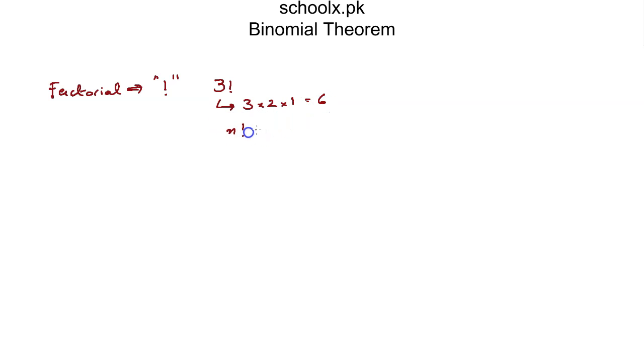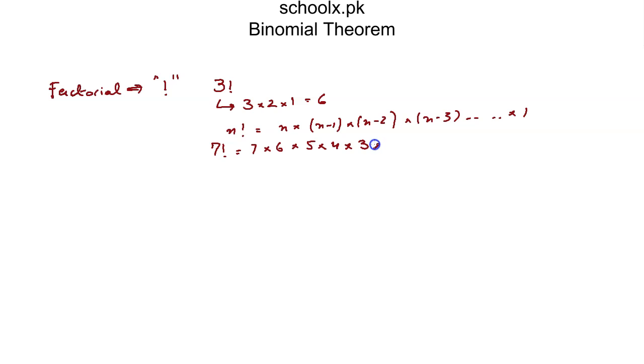So n factorial is n times n minus 1 times n minus 2 times n minus 3 and so on until it reaches the value of 1. Let's take an example of 7 factorial. 7 factorial is 7 times 6 times 5 times 4 times 3 times 2 times 1. So the answer will be 5040. 5040 is our 7 factorial.